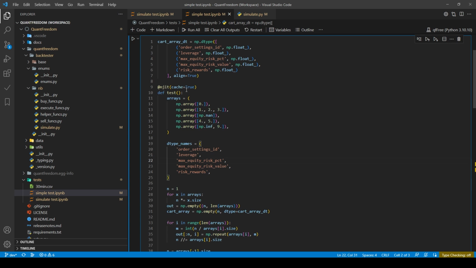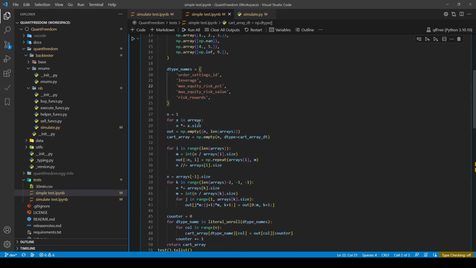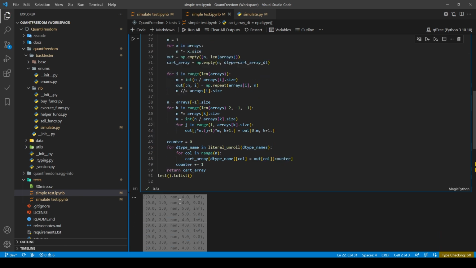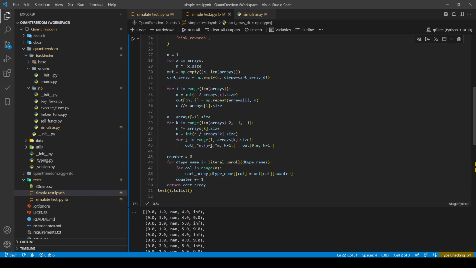Then I do this. All of these are floats. I've got my array. Then I have the D type names. Then I run it through the Cartesian. Then I copy all this. I have the D type names, literal, unroll, and all this other stuff inside of here. And then I return, and then I do two lists, and then it works.